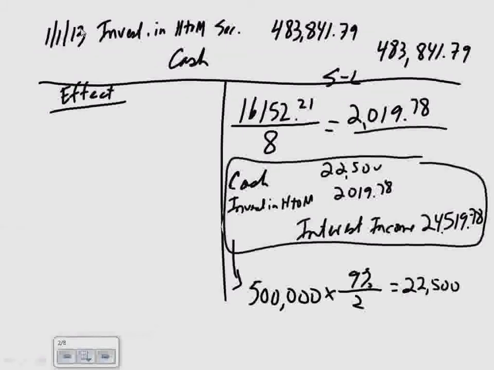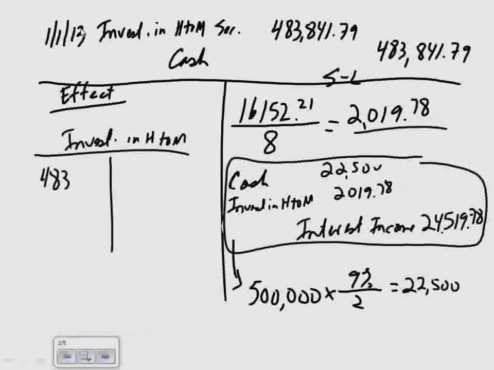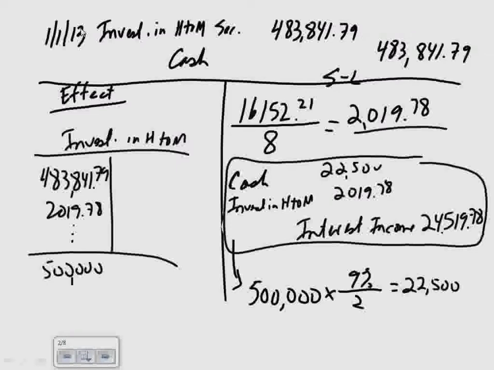And at that point, the investment in held to maturity securities should have a balance, it started at 483,841.79, right? And each period is going to get $2,019.78. We'll do that 8 times, and this will have a balance at the very end at maturity of $500,000. All right? And so the straight line method is easier. The problem, remember, is that the effective cost of debt is not going to be constant through the life of this bond.